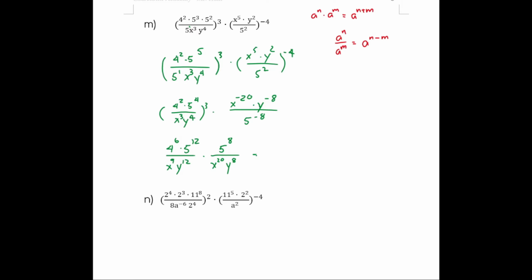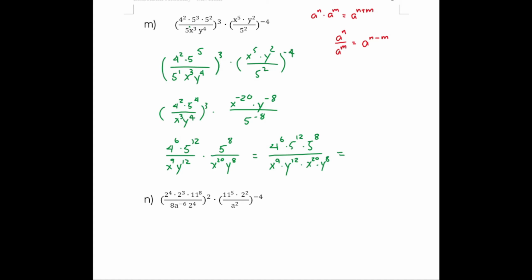Now, how do I multiply these two fractions together? Well, we're just going to take all of the numerators and multiply them together, and all of the denominators, multiply them together. So 4 to the 6 times 5 to the 12 times 5 to the 8 over x to the 9 times y to the 12 times x to the 20 times y to the 8. So all of these things are being multiplied together.